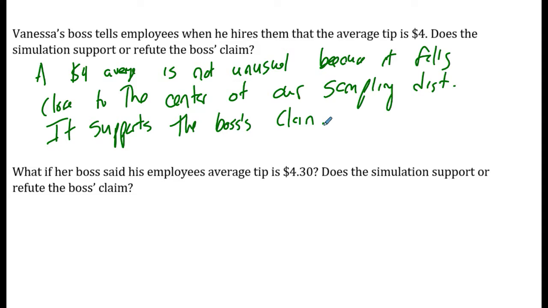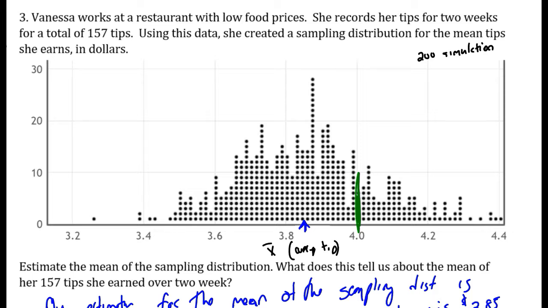What if the boss said his employees' average tip is $4.30? Does the simulation support or refute this? So now he's telling his employees that the average tip is $4.30. So let's say that's right here.